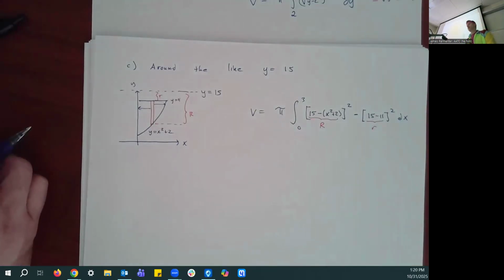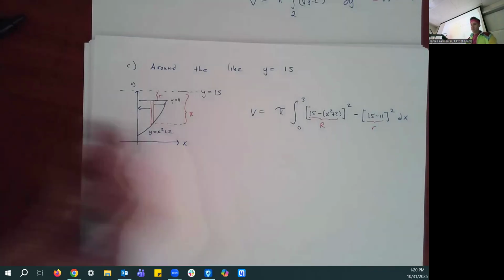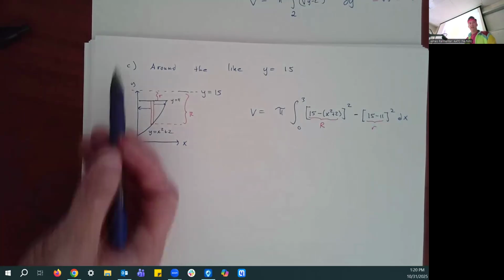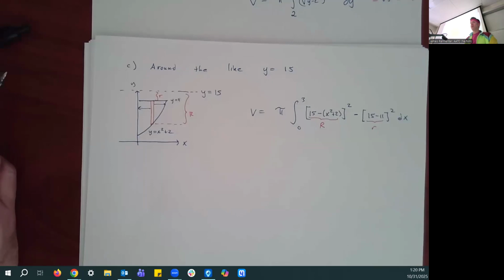So here's something I think would be a good question. I don't know if you get asked it, but I just think it's kind of neat. If I drew this picture for you, I could ask you, what are the only axes you could rotate around that would let you use the disk method? Well, we already used one of them. It was the y-axis. What's the other axis of rotation we could use that would still allow us to use just the disk method?